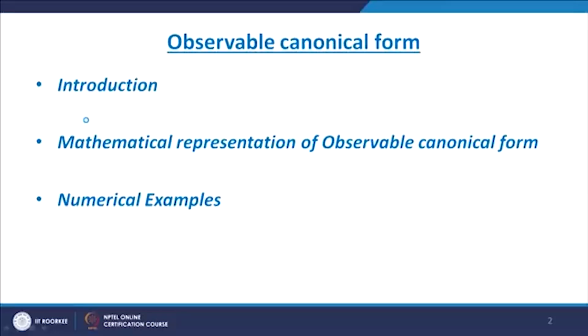Okay, we start with the observable canonical form. In this we will study the introduction, the mathematical representation of the observable canonical form, and lastly numerical examples.